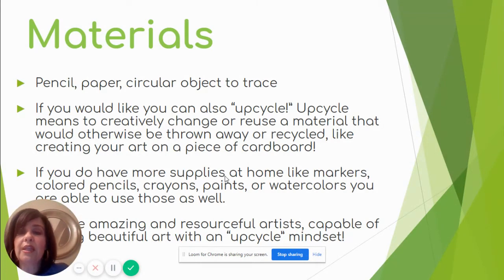First of all, you're going to need pencil, paper, and a circular object to trace. Because this project focuses on the earth and being environmentally minded about what we do, you can also consider doing what's called upcycling. That's taking something that might be intended for the trash, like a piece of cardboard or a cereal box, and instead transforming it into something that is artistic and useful.